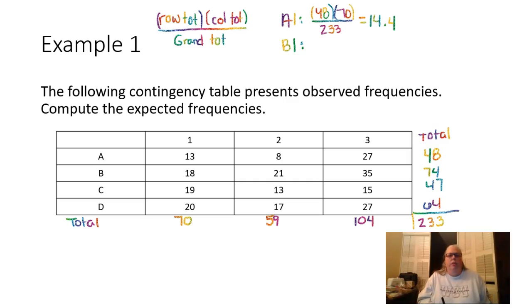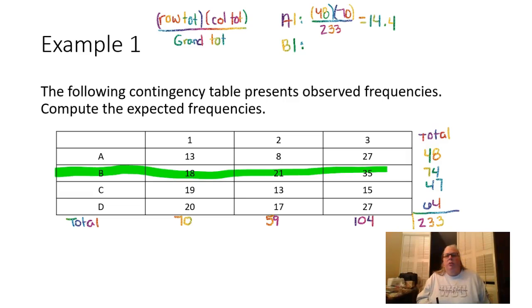All right, so if we're doing B1, that means we're going to need the row B total, which is 74, times the column 1 total, which is 70, and then that's going to be divided by the grand total of 233. And we'll put this in the calculator and round it out to one decimal place. And that looks like it's giving me 22.2.